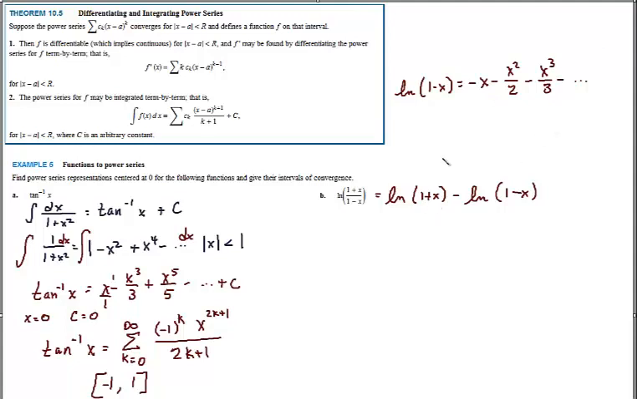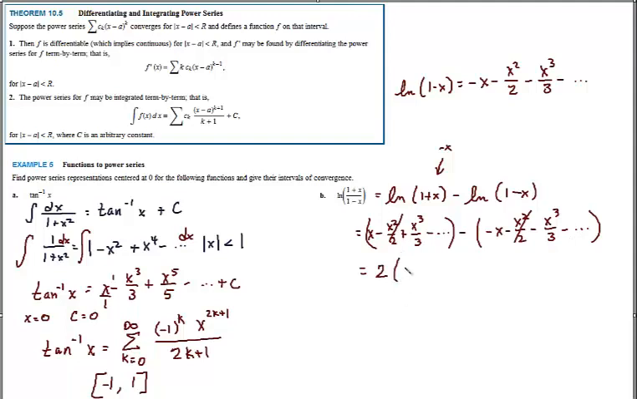This one I can use that composition and just say that that x is really a minus x and replace those values. So I'll write down what I've got. If you'll notice, this wipes away all of my even guys and doubles up on the odd ones. So this is going to be 2 times x plus x cubed over 3 plus x to the 5th over 5 plus blah blah blah.